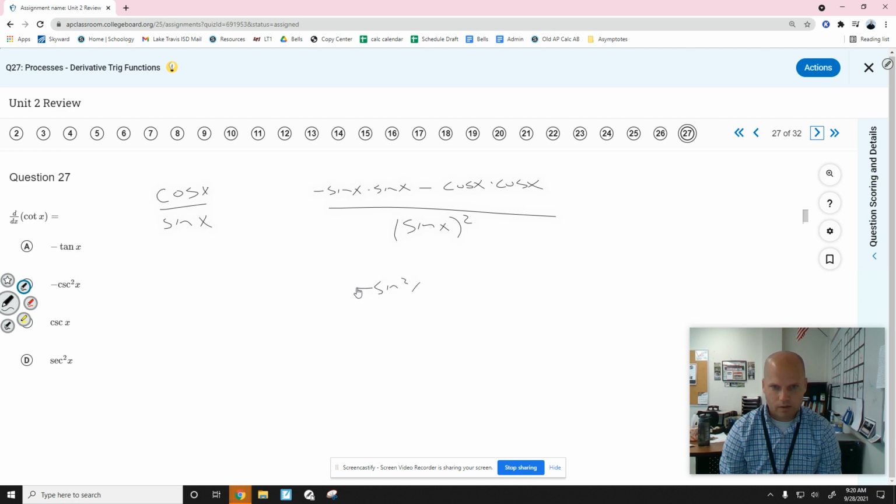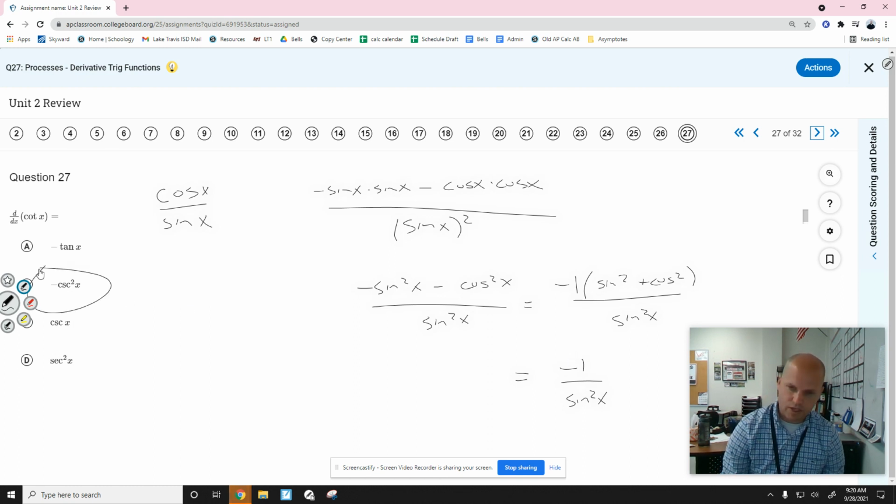Negative sine squared minus cosine squared over sine squared. Many of you will try to cancel that. You can't. But what you can do is factor out a -1. Realize you have sine squared plus cosine squared, which is just 1. It's the Pythagorean theorem in the unit circle. This turns into just -1 over sine squared. Sine's reciprocal is cosecant. You either remember that or you could figure it out.